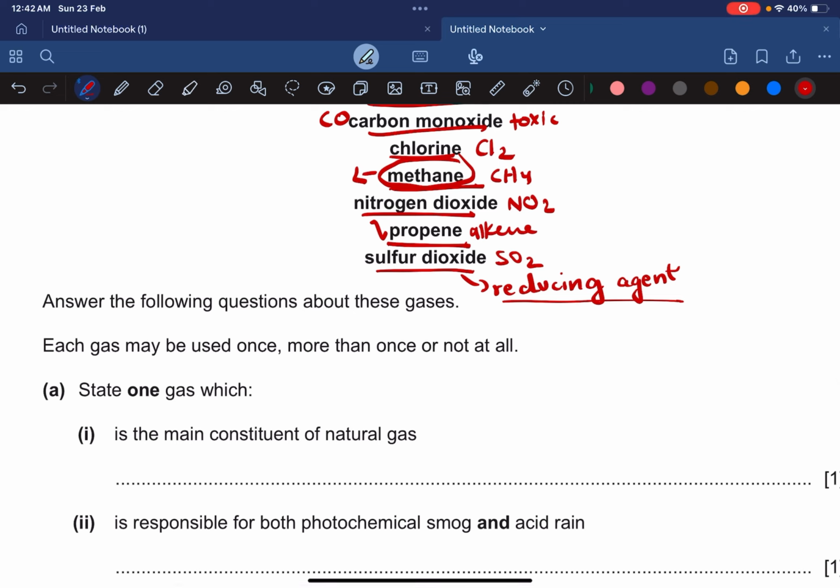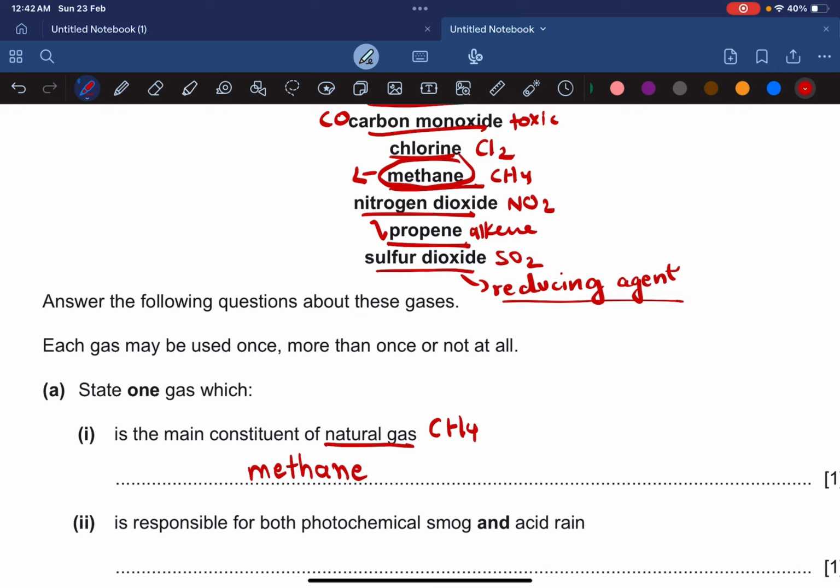State one gas which is the main constituent of natural gas. That is CH4. Methane is your natural gas. Natural gas is composed mainly of methane. That's why it's highly flammable.